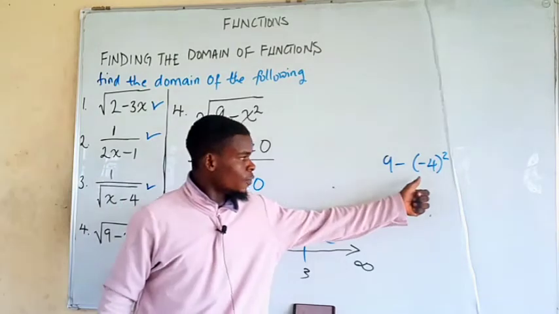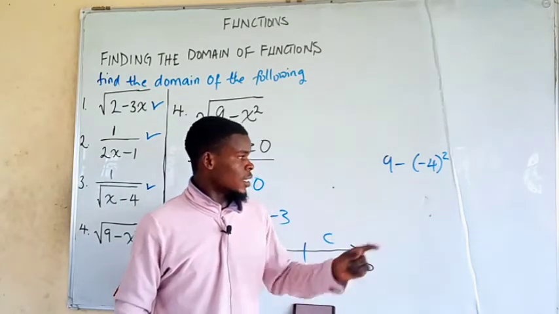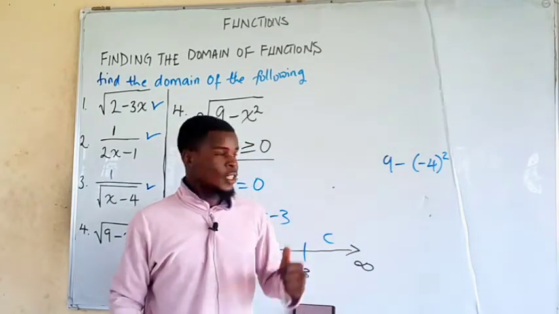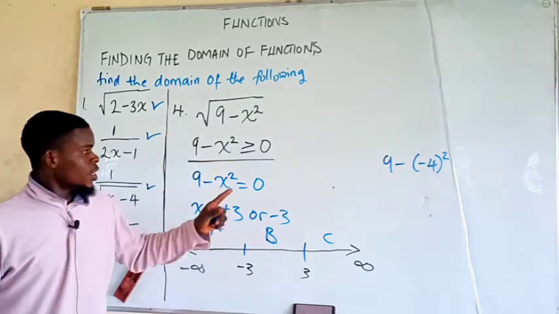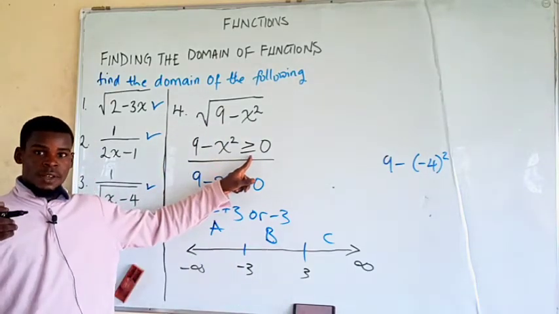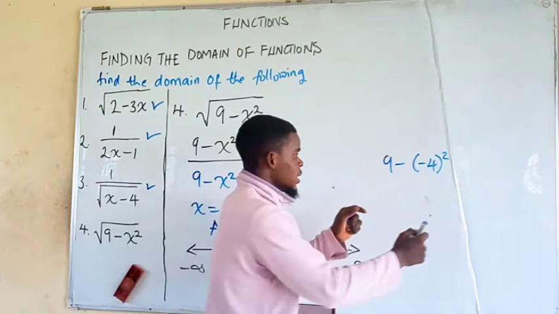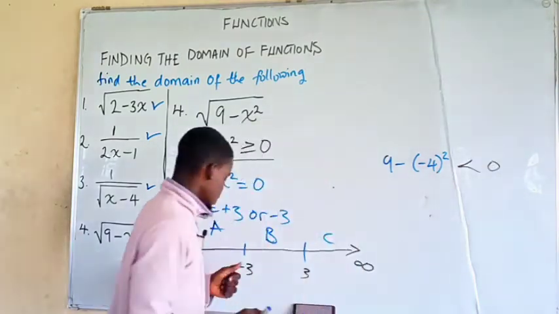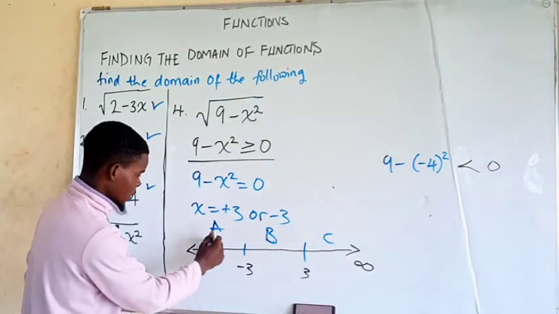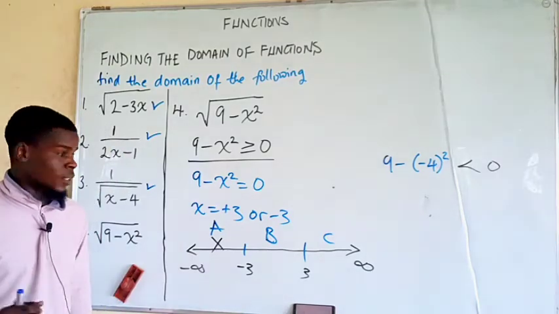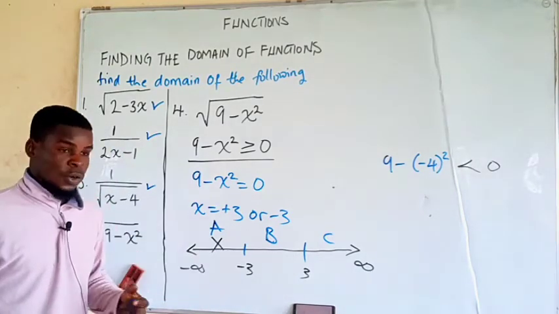Now when you evaluate, negative 4 squared gives us 16, and 9 minus 16 is going to be less than 0. But this inequality was telling us it should be bigger than or equal to 0. So since this is less than 0, it means that A does not satisfy that inequality, so this interval will be ignored. Great. We do the same thing over here.